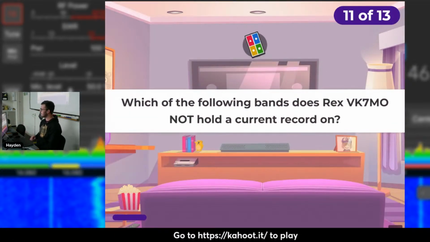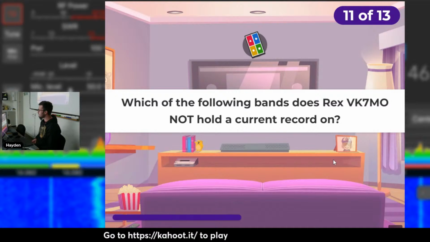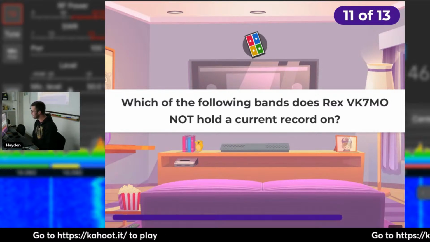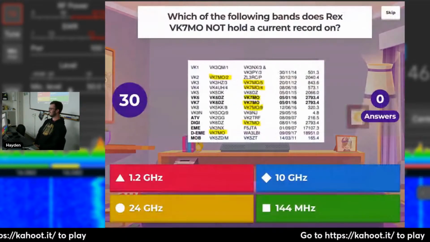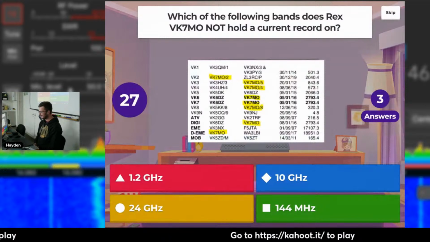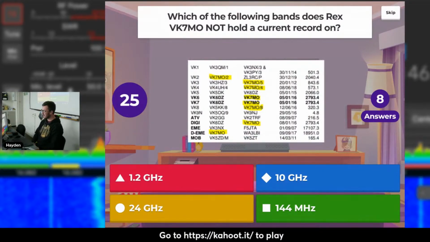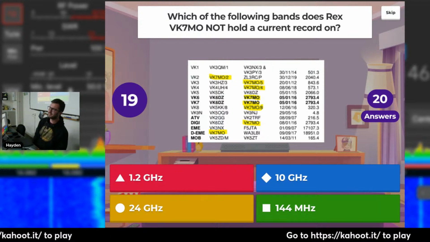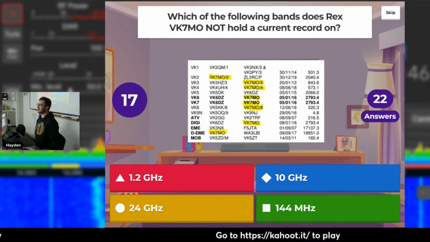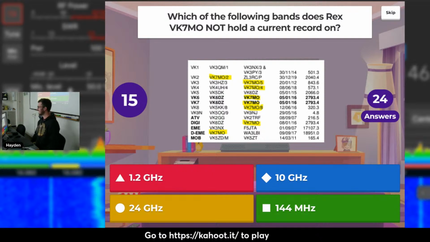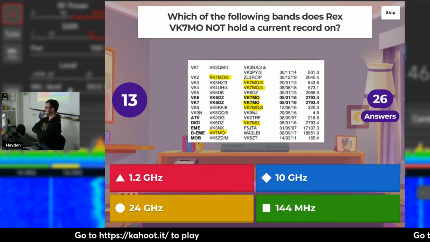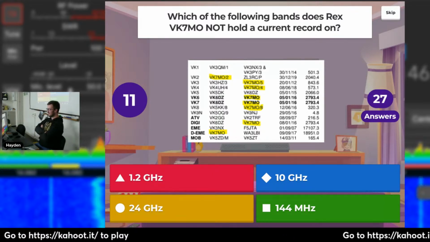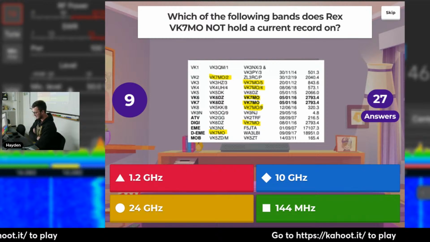Okay, double points. Which of the following bands does Rex VK7OMO not hold a current record on? 1.2 gigs, 10 gigs, 24 gigs, or 144 megs? Is Rex gone? Rex gone. Who wrote these questions? Which of the following does he not hold a record on?